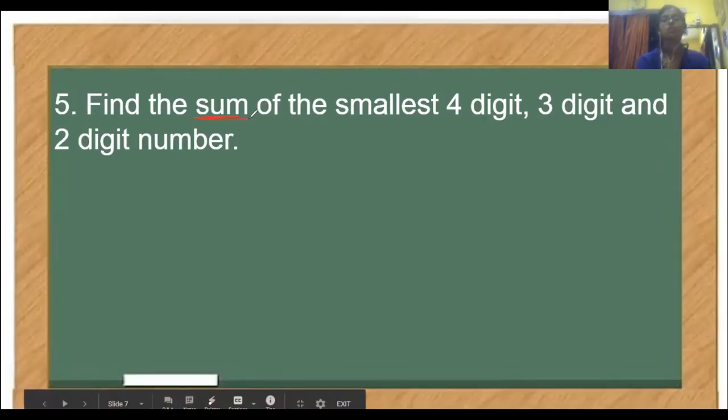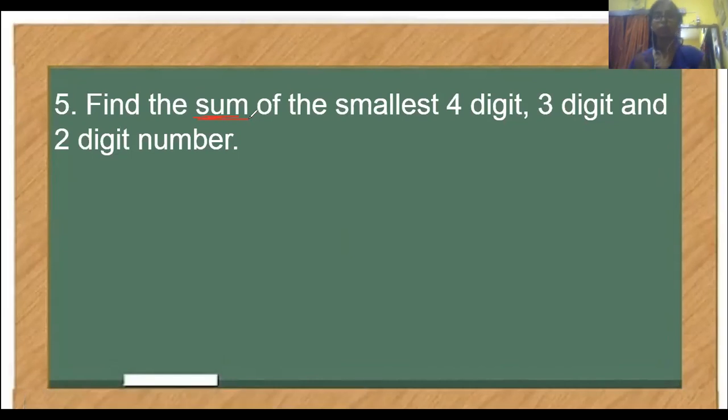Find the sum. So as soon as we see the word sum, we know that we have to add and get the answer. Sum means answer for any addition. अभी किसका addition करना है? Let's see. Smallest 4-digit number, 3-digit number and 2-digit number. सबसे छोटा 4-digit, सबसे छोटा 3-digit and सबसे छोटा 2-digit. So I'm going to write 4-digit सबसे छोटा first. 1, 2, 3, 4. सबसे छोटा 3-digit के लिए I'm going to draw 3 dashes. And सबसे छोटा 2-digit के लिए I'm going to draw 2 dashes.